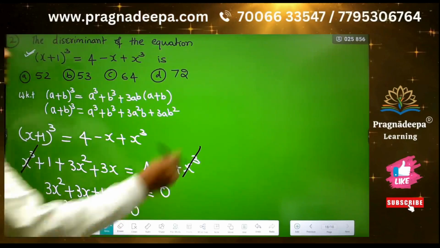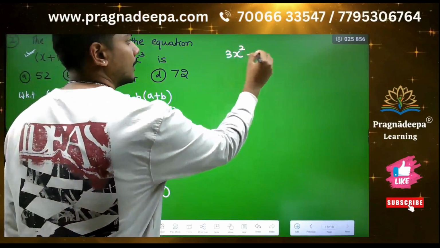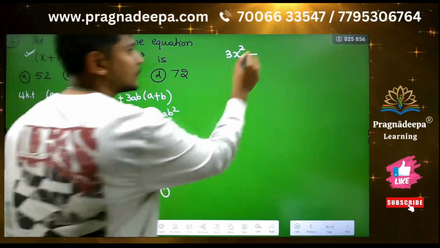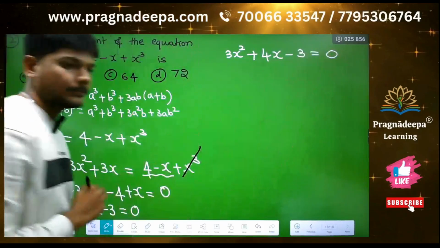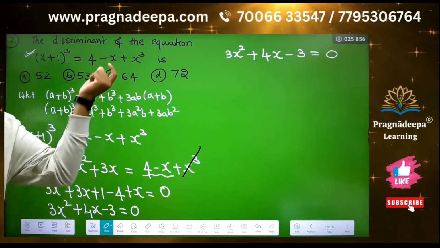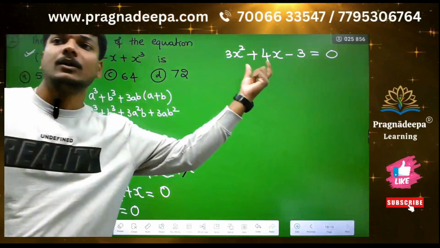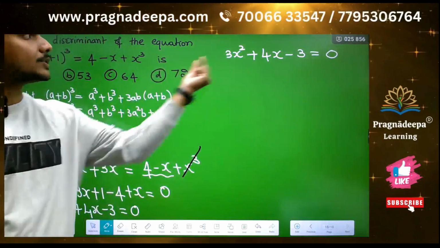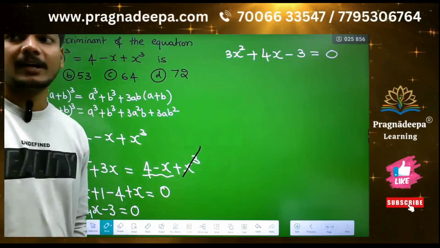Therefore the quadratic equation is 3x square plus 4x minus 3 is equal to 0. Okay, so what I have done, it looked like a cubic equation, but it is a quadratic equation. So when I reduce it, we will get a quadratic equation. If I reduce this equation, I will get quadratic equation. So now we can easily find out the discriminant value.